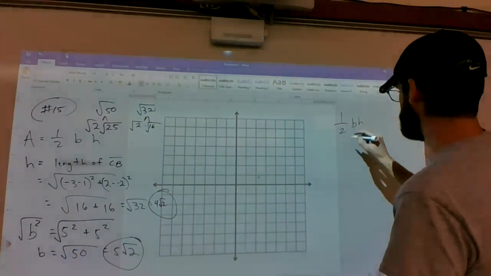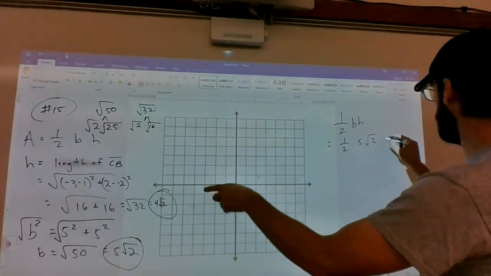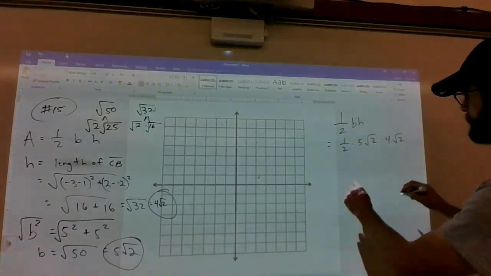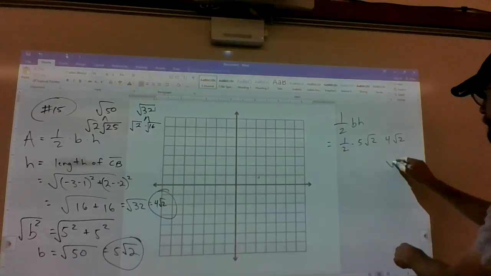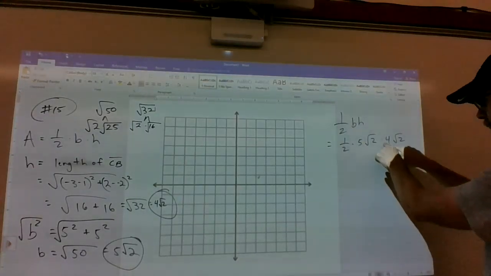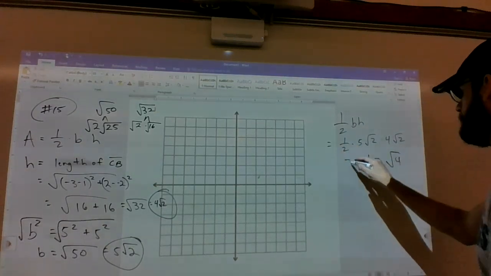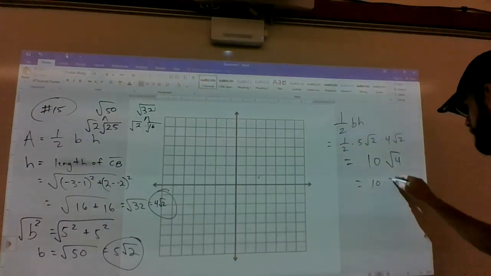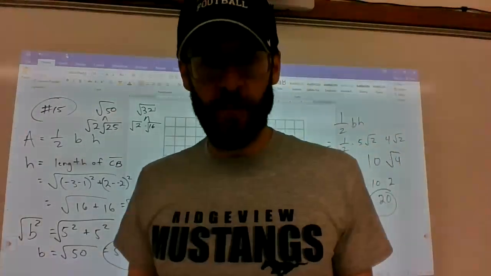One half base times height equals 1/2. My base is 5 root 2. My height is 4 root 2. How would I do this? I would multiply the inside roots together. So root 2 times root 2 is root 4. 4 times 5 is 20. Times a half is 10. Root 4 is actually 2. So it's 20. 20 square units of whatever we're talking about.